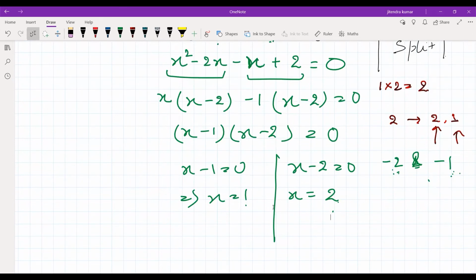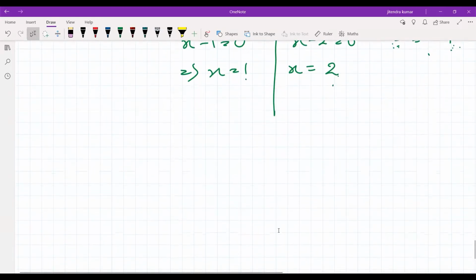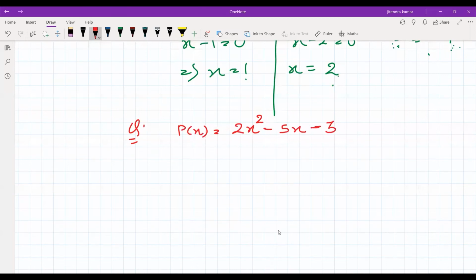Is it clear to everyone? Try this question here. The polynomial is 2x square minus 5x minus 3. So find the zeros of this polynomial.